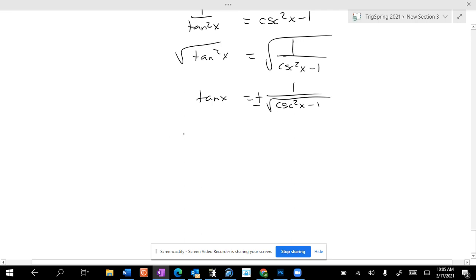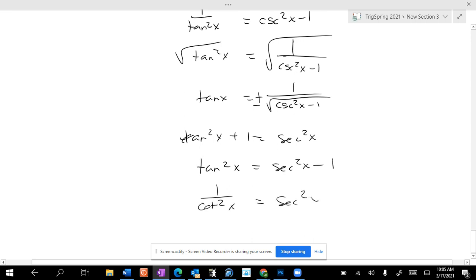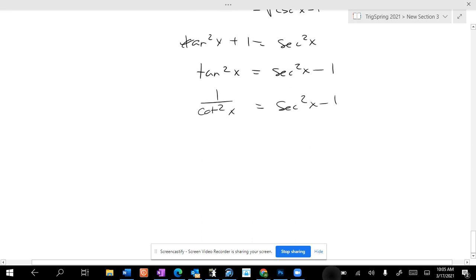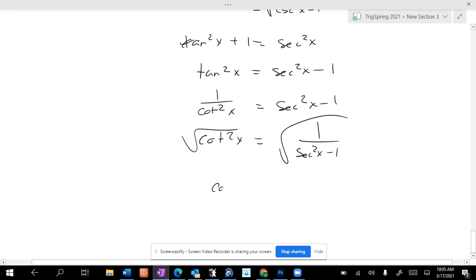And then finally, cotangent in terms of secant. So tangent squared of x plus 1 equals secant squared of x. So tangent squared of x equals secant squared of x minus 1. Take the reciprocal: 1 over cotangent squared of x equals secant squared of x minus 1. So if I take the reciprocal of both sides, cotangent squared of x equals 1 over secant squared of x minus 1. Square root: cotangent of x equals plus or minus 1 over the square root of secant squared of x minus 1.